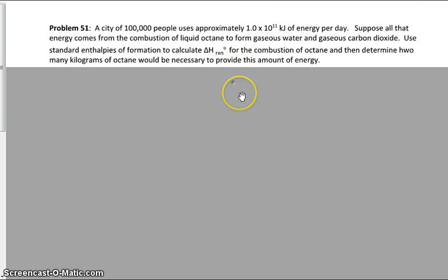So what do you need to do first? Well, I think you need to write down your equation for the combustion of octane. If you haven't done so already, why don't you do that?